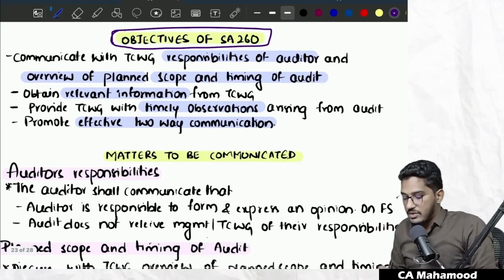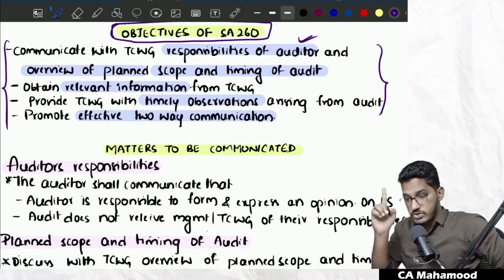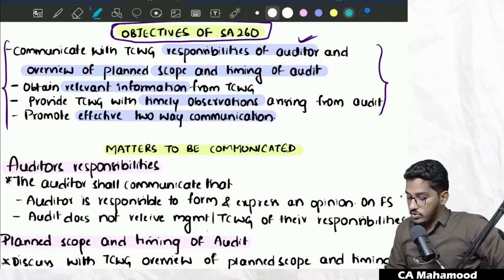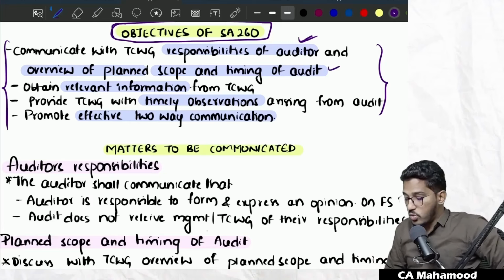So what matters is the auditor required to communicate with those charged with governance as per SA 260? Number one, he has to communicate the responsibilities of the auditor. As an auditor, you have to go to those charged with governance and state your responsibilities. You should say, sir, I am responsible only for expression of opinion, and I will not give any guarantee. You are also required to communicate an overview of the planned scope and timing of the audit. You should not communicate the detailed plan, just an overview of the overall plan.